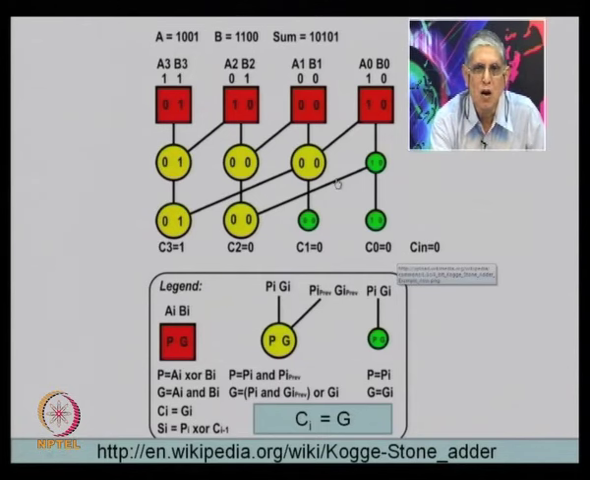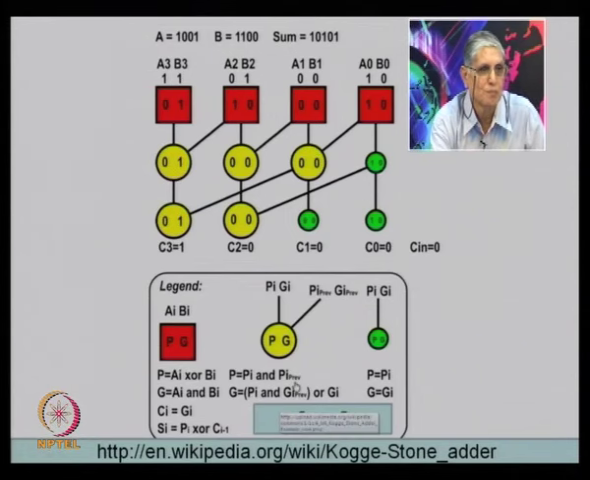Now, for the next block, the yellow block, we need the last P to get the P. So, I already generated P and G for the last one. Okay. So, I use them and use this current P and G using this expression. I evaluate both P and G here, which I get 0, 0. Please remember, take it as an example.